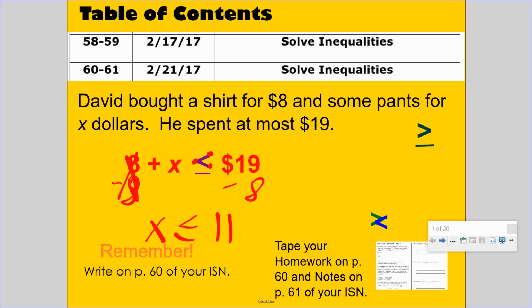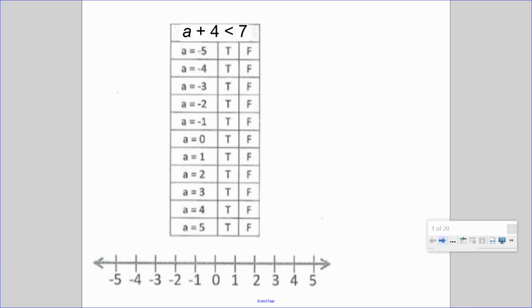That means he can buy pants for $10. 8 plus $10, that's $18. He'll still spend less than $19. He could also buy pants for exactly $11. 8 plus 11 is $19. It could be less than or equal to $19, because the most he can spend is $19 on the pants and shirt.